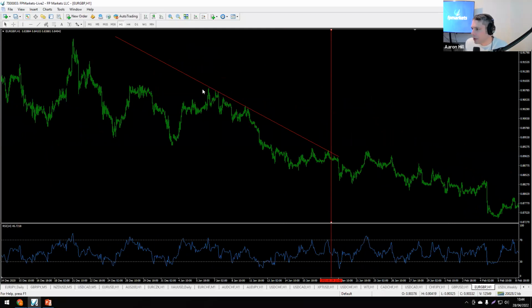Now, look at the euro pound. I hope you guys can see my charts still. I'm on the euro pound H1 chart. We have a trend line support in play as well. So this adds confidence to our trade.